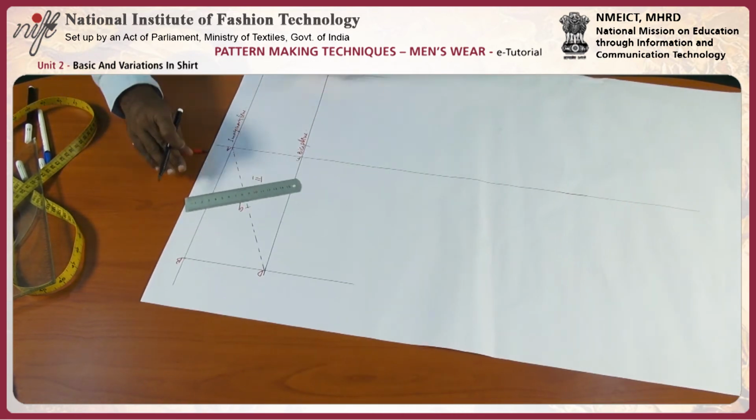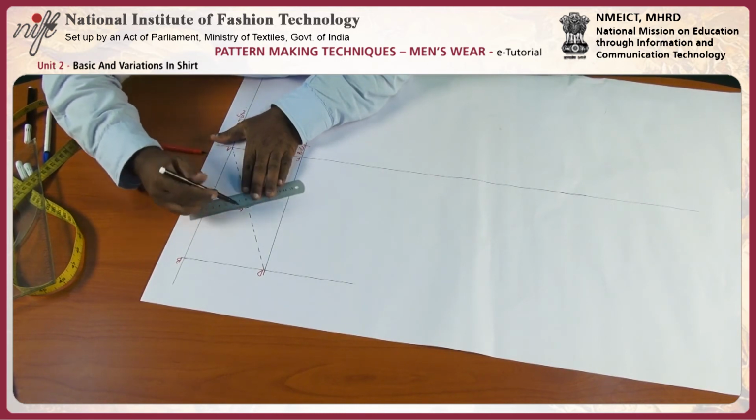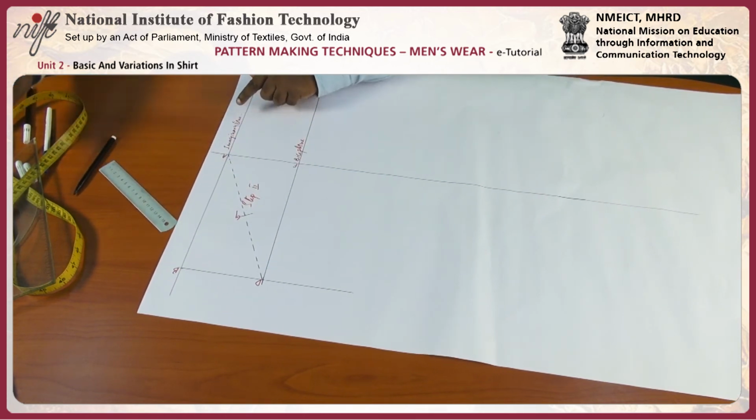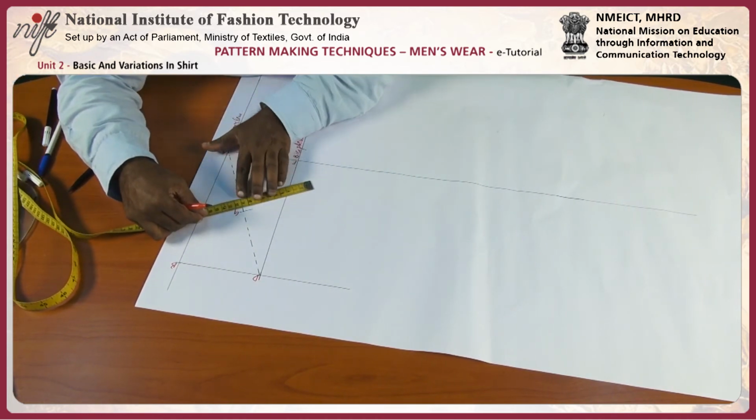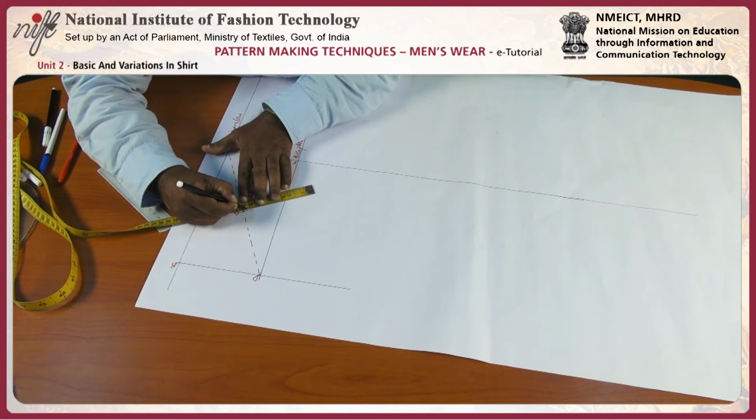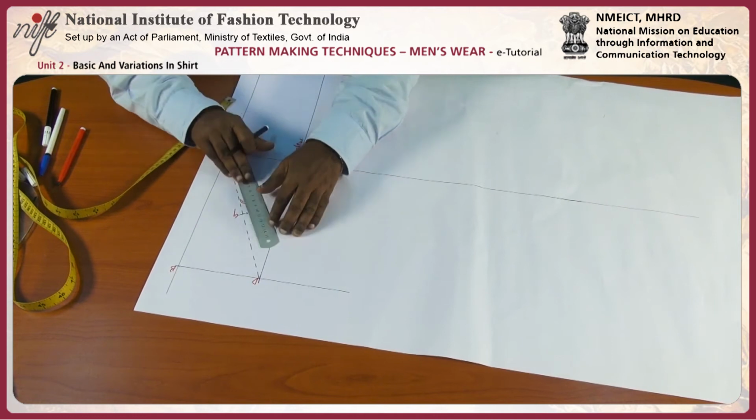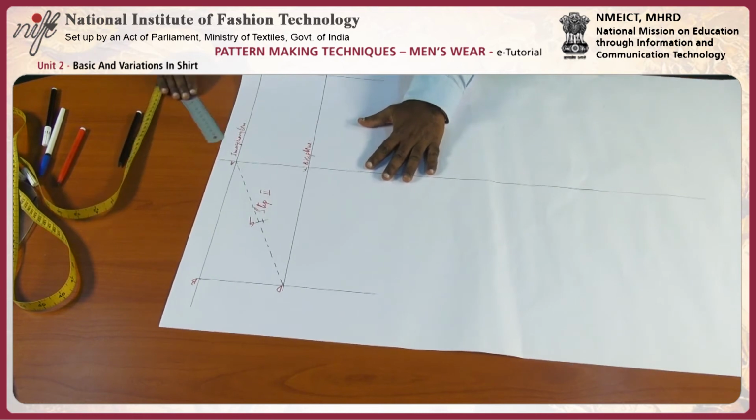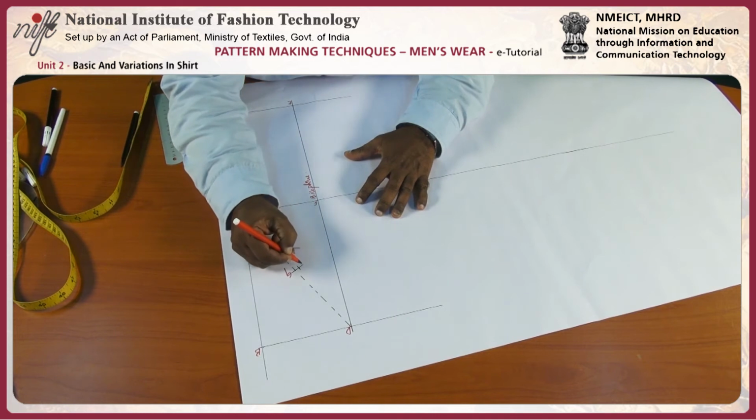See, from G, square or perpendicular, draw perpendicular line approximately 1 centimeter, and measure 6 mm towards the bicep line. This will be point H.